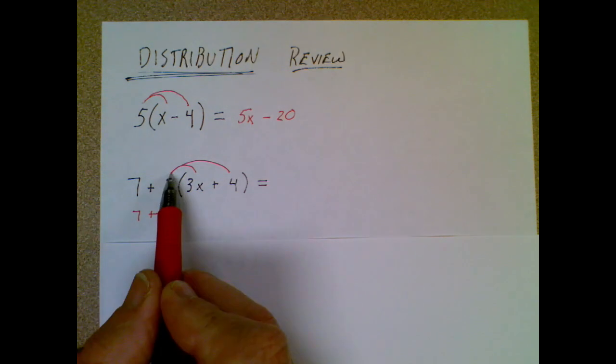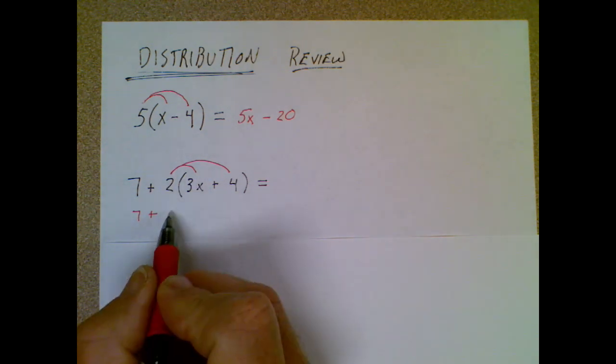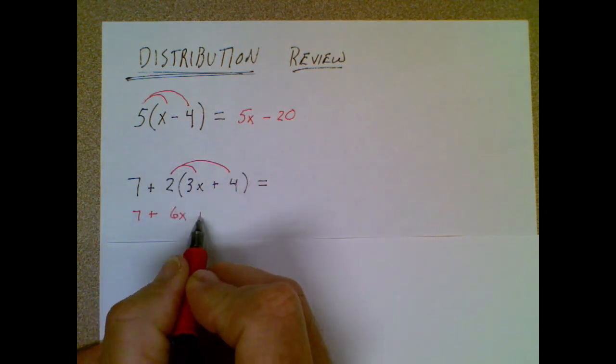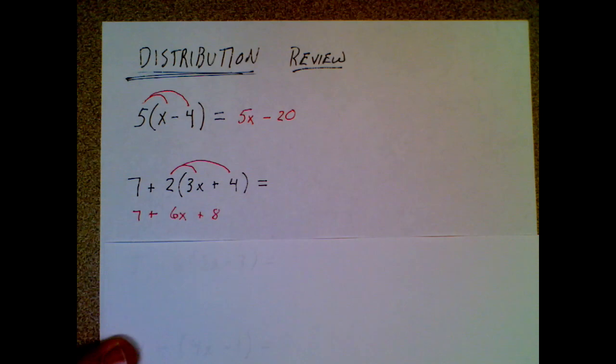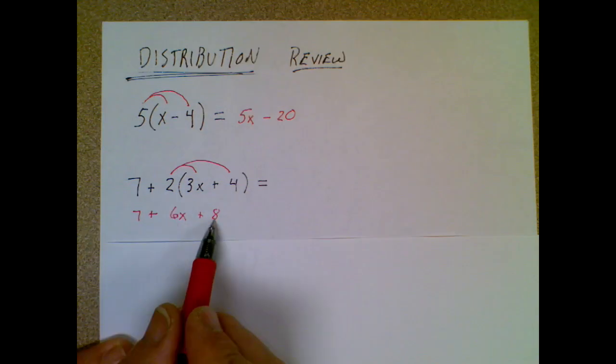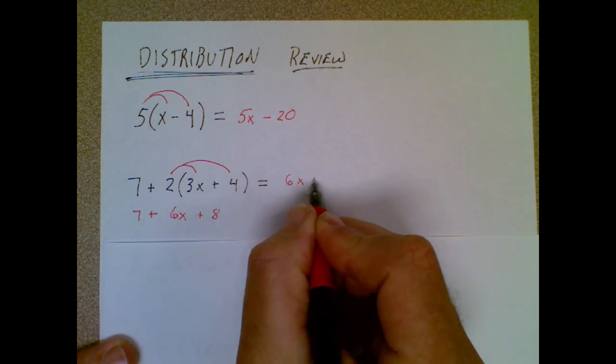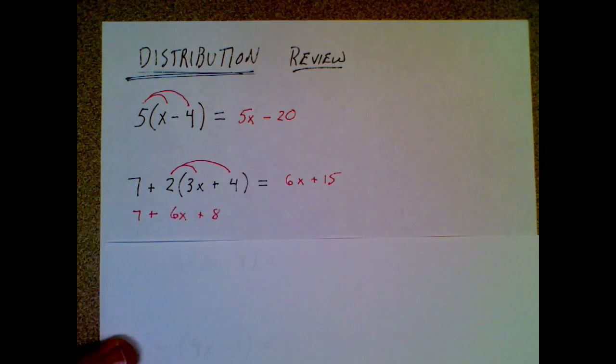The first swoosh, 2 times 3x is 6x. Second swoosh, 2 times plus 4 is plus 8. And now my answer is 7 plus 6x plus 8, but the 7 and the 8 can go together. They can be combined, and we have 6x plus 15.